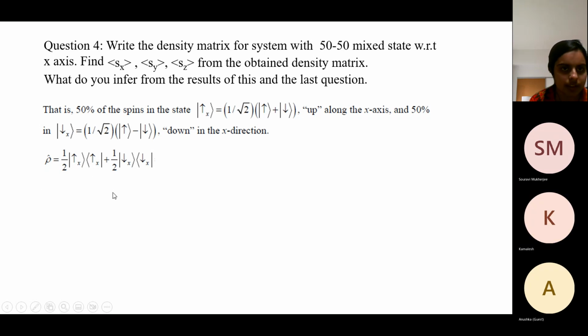So now if this is your density matrix, what if we have to write it in terms of the matrix form? What will you do? You have to write the expressions completely. You know what sigma is, like what is up x and down x, right? Expand that and see what you get.